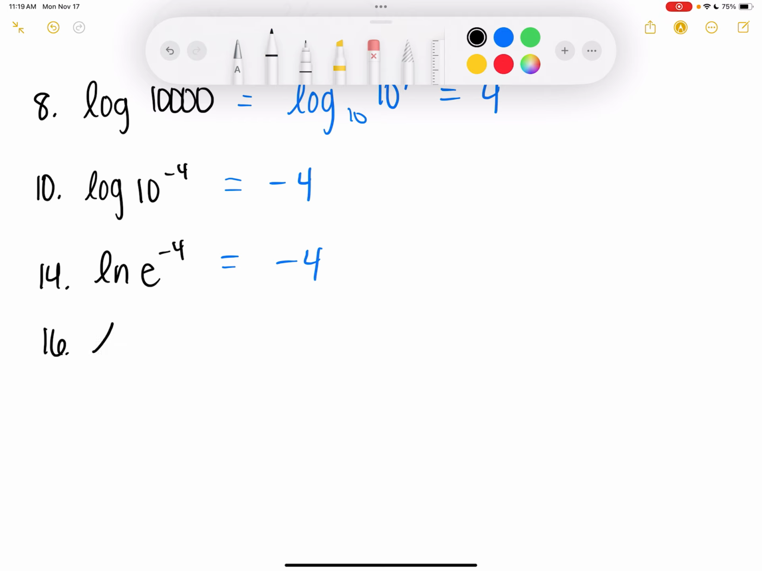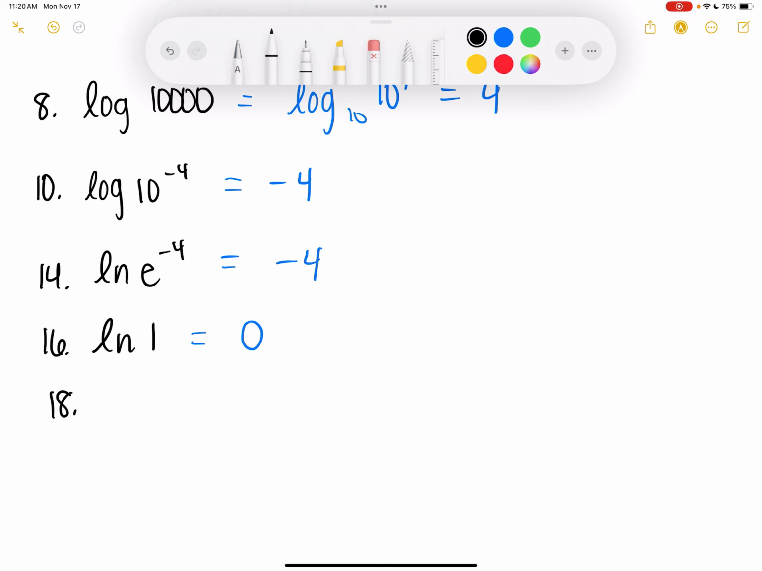16. The ln of 1. What would that be equal to? 0. Why? Because it's a property. You shouldn't even have to look at anything other than a log of 1 is equal to 0. An ln of 1 is equal to 0. Anytime it's of 1, it's got to be equal to 0 because that's the only way that works. It's a property that you just have to know.